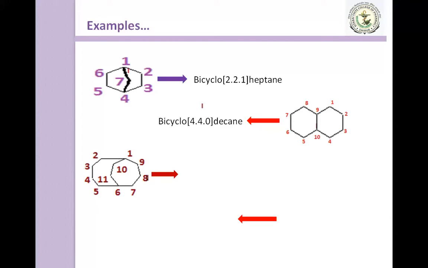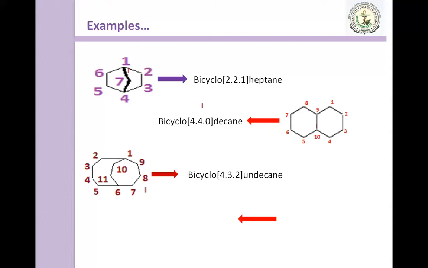So there are three paths. In one path, how many carbons are there? 1, 2 and 3. In the second path, it has 1, 2, 3 and 4. And in the third path, in between 1 and 6, how many carbons? 1 and 2. Write in decreasing order, means 4.3.2. Before that you give bicyclo, and how many carbons are there? 11 carbons. So the name is bicyclo 4.3.2 undecane. Undecane means 11 carbons, as it contains 11 carbons.